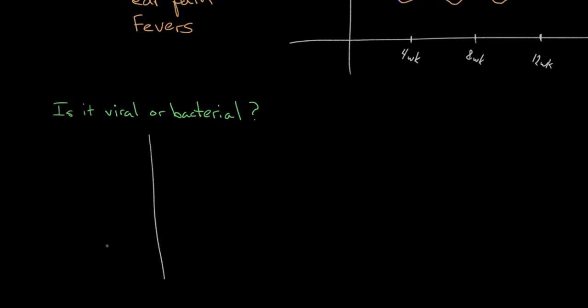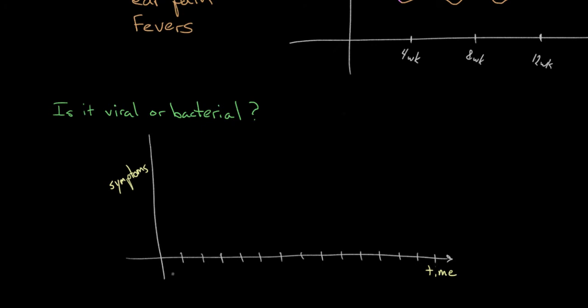I'm still going to draw another graph here. And again, we'll put symptoms here, and we'll put time down here. But our time axis is going to be a little bit different. Instead, this is going to be in days. So here we have 1, 2, 3, 4, 5 days, and here we have 6, 7, 8, 9, 10 days, etc.